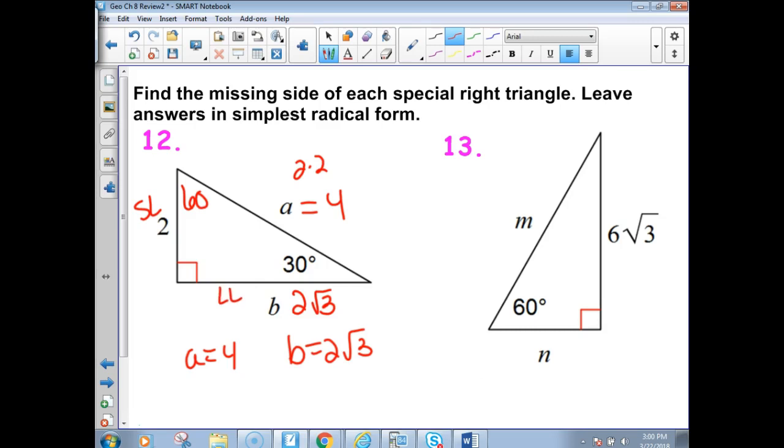Okay, that's your long leg, hypotenuse. Here we've got the hypotenuse, the long leg, and the short leg. This one gives you the long leg with a square root of 3 on it. So the rule was take off the square root of 3, and the short leg would be 6. You take the short leg and multiply it by 2 to get the hypotenuse, so it would be 12.